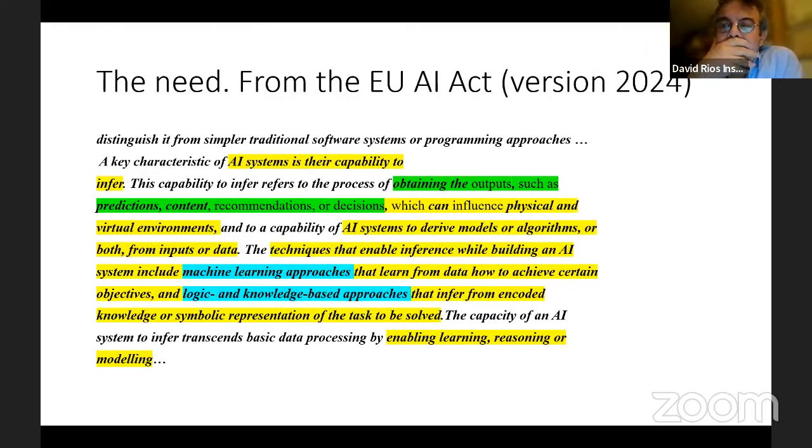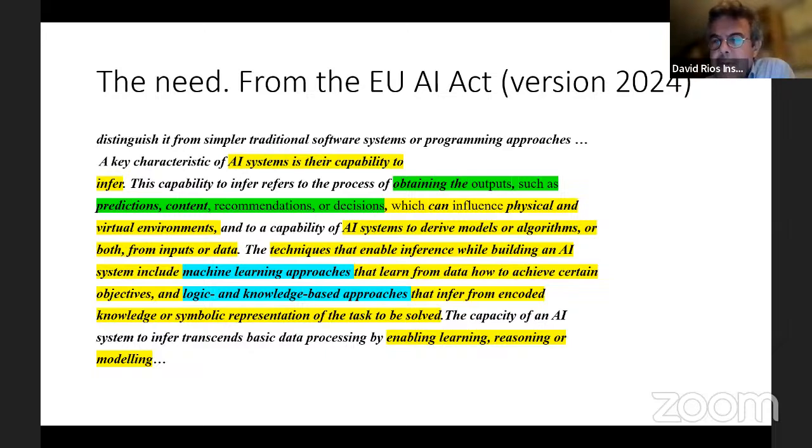I've taken a little bit from the Act. That's the version of 2024, the current version. And just to give some definitions, there's a definition of what AI is according to this law. Basically, this is software that helps to make predictions and content recommendations, which can influence physical and virtual environments. And it's interesting to mention that the techniques that enable inference, etc., are basically machine learning approaches and logic and knowledge-based approaches. Machine learning approaches would be the trendy topic in artificial intelligence. Logic and knowledge-based would be more like the old AI style.